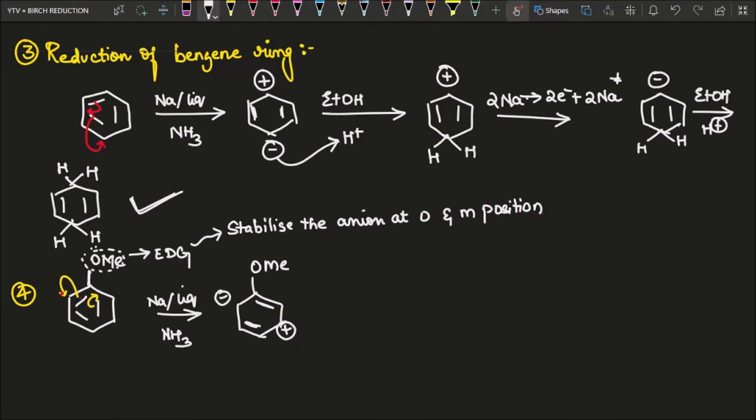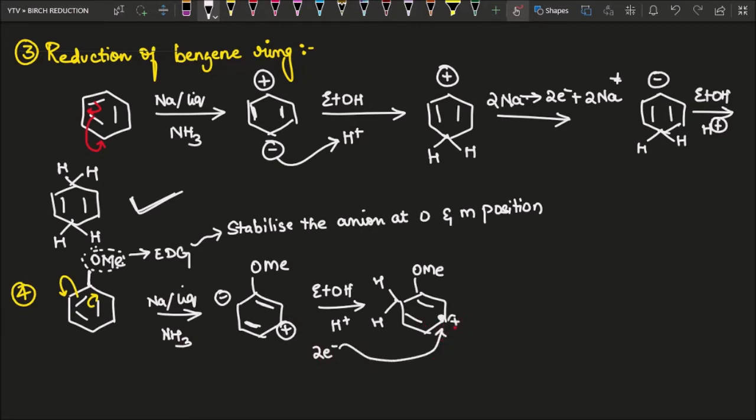The negative charge will come in the ortho position. This negative charge will be neutralized by ethanol, right? The proton will neutralize the negative charge, and the negative charge is also formed in the meta position because the electron donating group can stabilize the negative charge in ortho and meta position. So here there are 2 hydrogens attached. Now in this positive charge that is present over here, what will happen? 2 electrons from 2 Na plus will go and get attached over here.